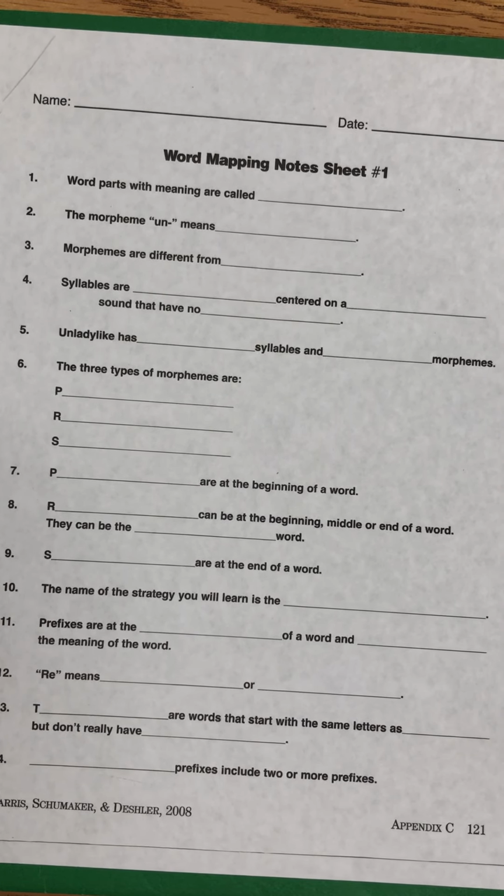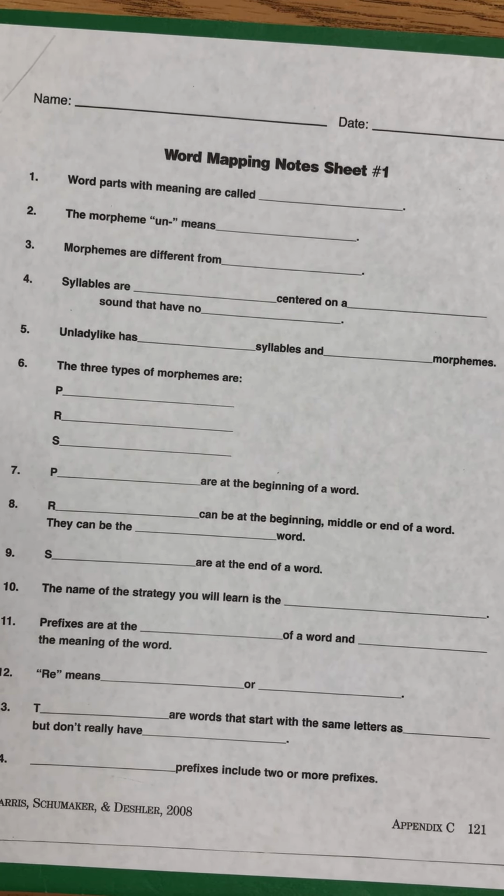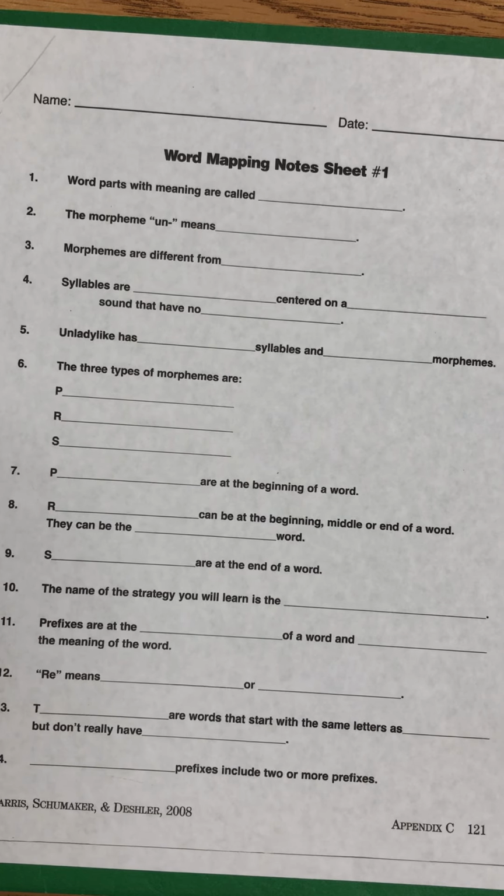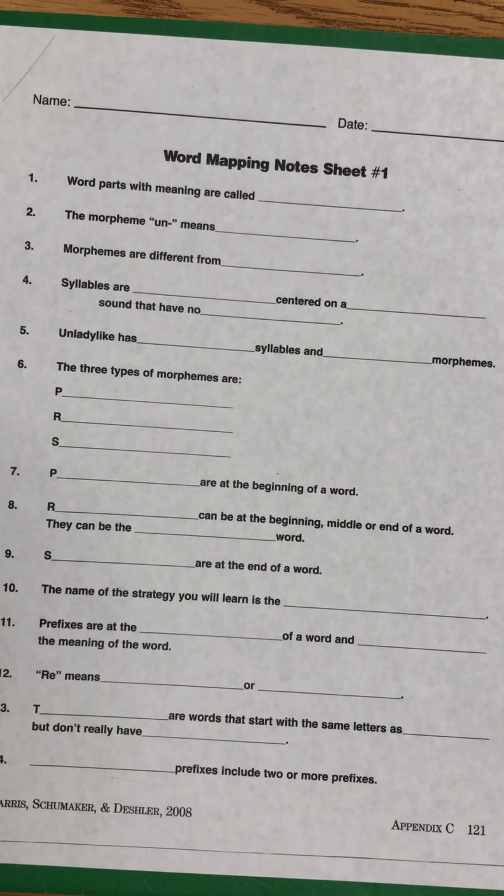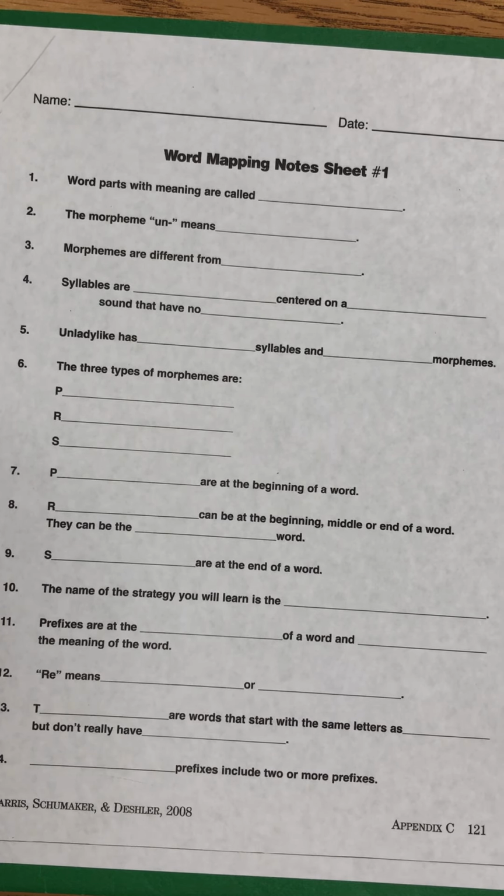So the strategy you'll be learning that involves working with prefixes, roots, and suffixes is called the word mapping strategy. You will use this strategy to decide what the prefix, root, and suffix of a word mean, and then to figure out what the meaning of the whole word is. We'll talk more about the steps of this strategy after you have learned about prefixes, roots, and suffixes over the next couple of days. So we're going to begin by talking more about prefixes.